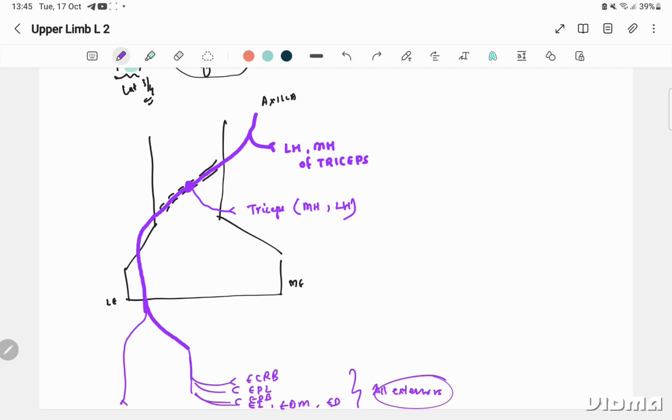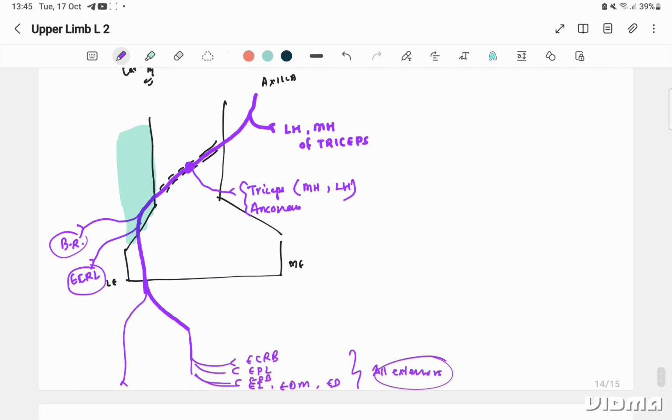And triceps and anconeus too. Then here we have the lateral intermuscular septum. It will pierce and come in front of the lateral epicondyle. So here we have two branches. This branch is to brachioradialis and this one to extensor carpi radialis longus. ECRL and brachioradialis, these two branches are given here, and this is the lateral epicondyle.